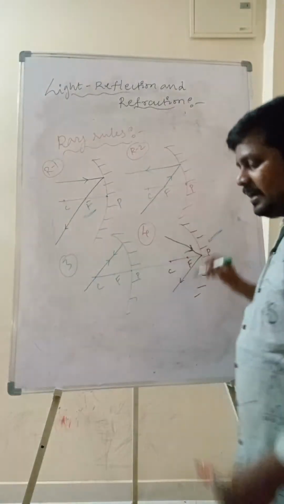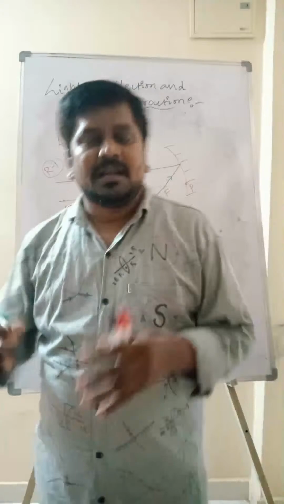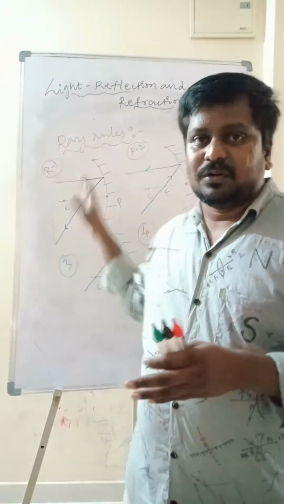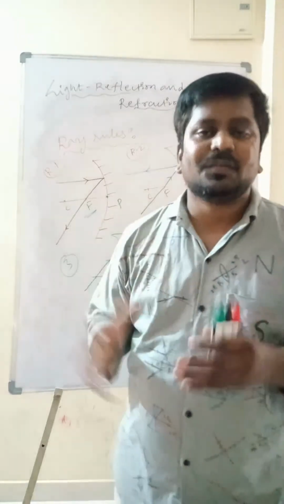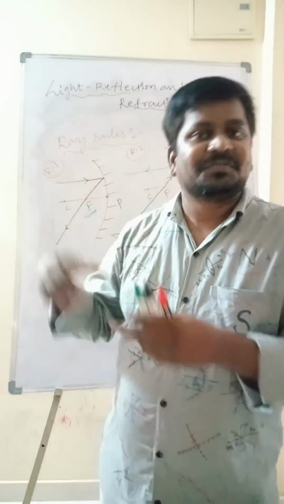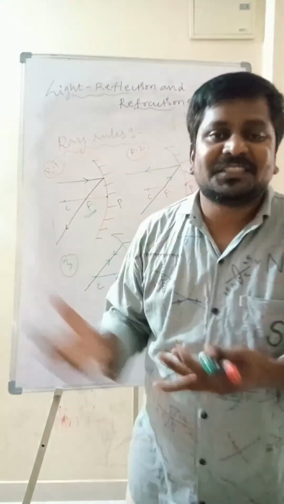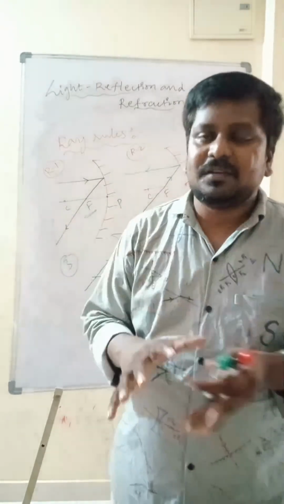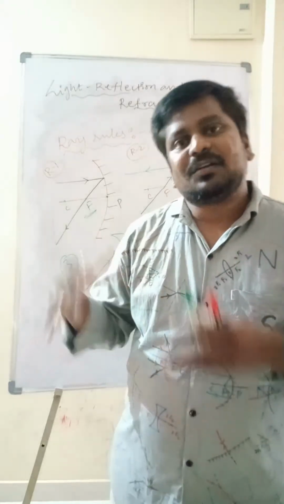One light ray incident at the pole reflects back into the same medium. These are the four ray rules. When you are going to war, you need weapons. Yes or no? For drawing the image formations, we need ray rules. These four ray rules are used to draw the image formation.